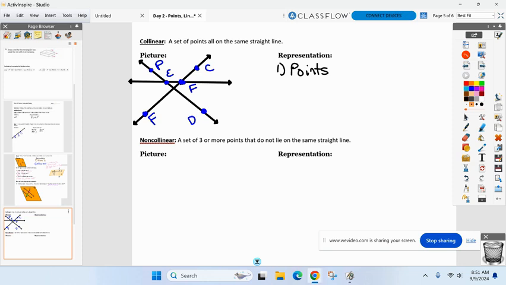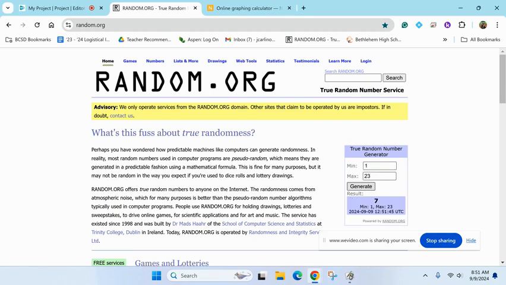Alexander, what do you got over there? P, E, D, all on the same line. Good. So P, E, and D are collinear. And you're not off the hook yet. Give me another 3. I want another 3 that are collinear. There's another set of 3 up here that are collinear. Where are they?